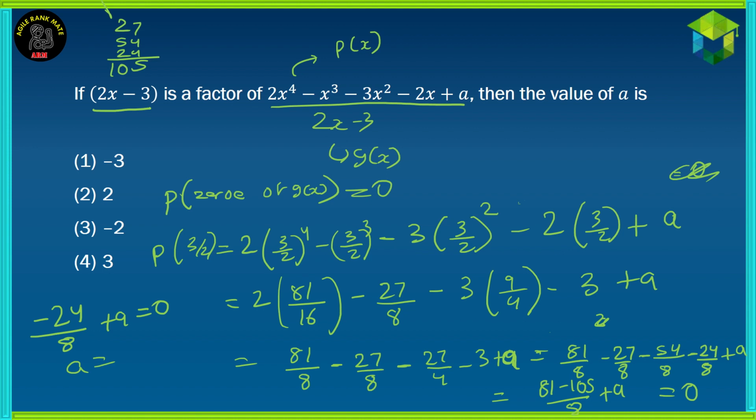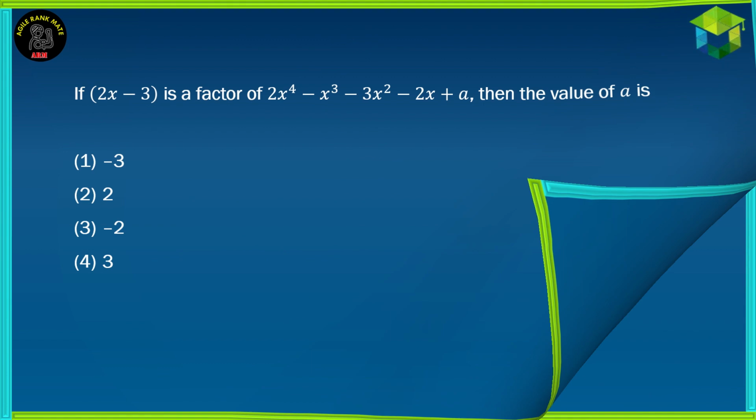And if we take negative 3 to the other side, we get A is equal to 3. So that's what we were looking for. The question was asking us what is the value of A, and we found out that A is equal to 3 using the remainder theorem. So option 4, 3 is the right answer for this question.